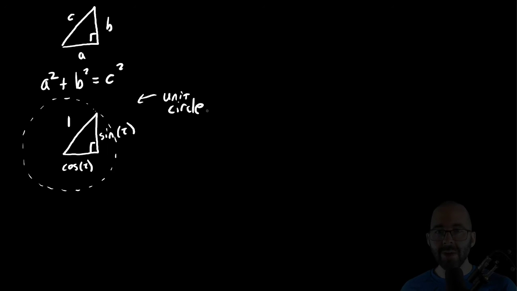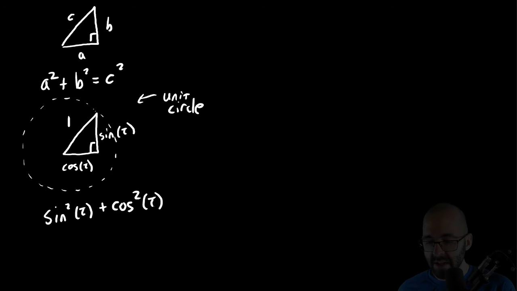So if we look at the Pythagorean theorem on the unit circle, what do we have? Sine of t squared plus cosine of t squared equals 1 squared. That's called the Pythagorean identity. So sine squared of t plus cosine squared of t equals 1. This is called the Pythagorean identity.